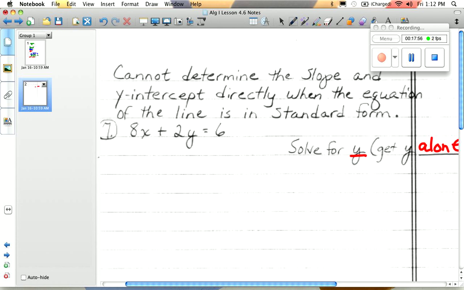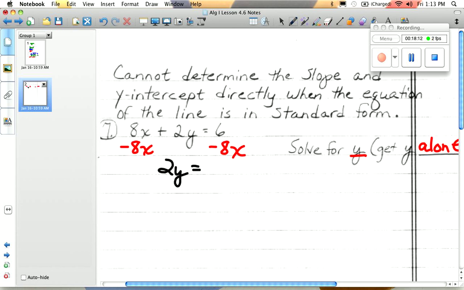So what would be our first move in this one? Subtract the 8x from both sides. We'll get the two y's by themselves first. Say, get out of here, x's. And now we have 2y equals 6 minus 8x.